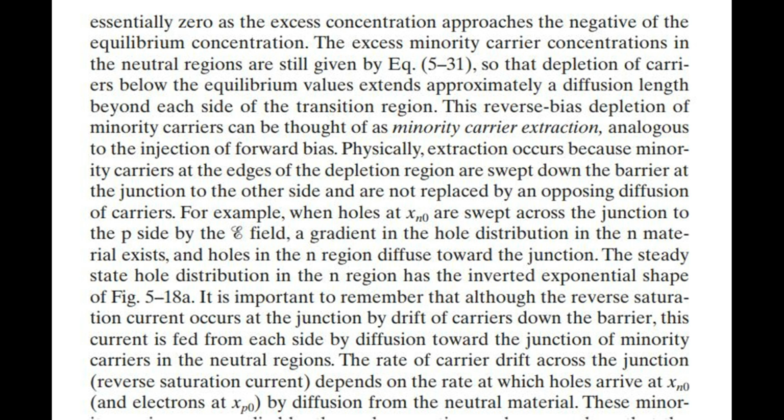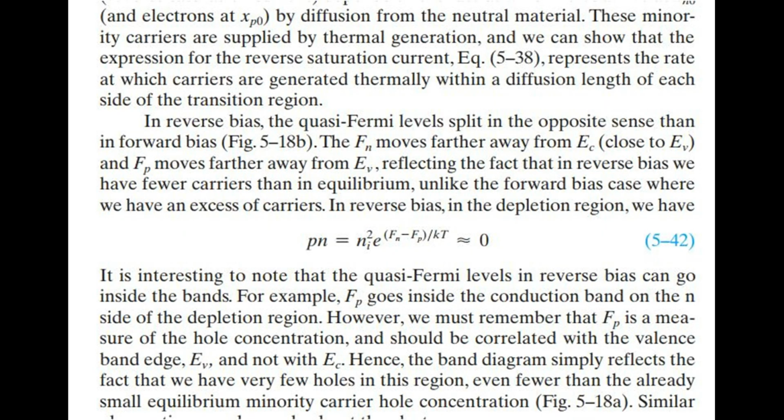It is important to remember that although the reverse saturation current occurs at the junction by drift of carriers down the barrier, this current is fed from each side by diffusion toward the junction of minority carriers in the neutral regions. The rate of carrier drift across the junction, the reverse saturation current, depends on the rate at which holes arrive at x_n0, and electrons at x_p0, by diffusion from the neutral material. These minority carriers are supplied by thermal generation, and we can show that the expression for the reverse saturation current, EQ 5-38, represents the rate at which carriers are generated thermally within a diffusion length of each side of the transition region.